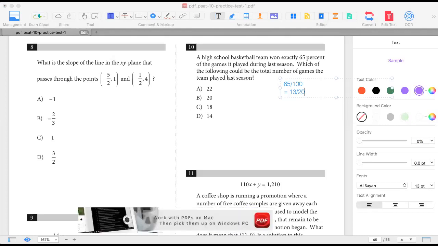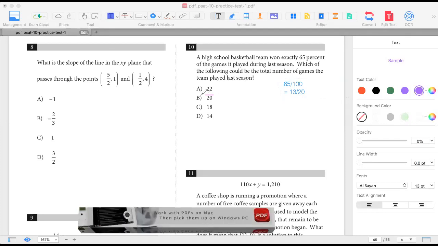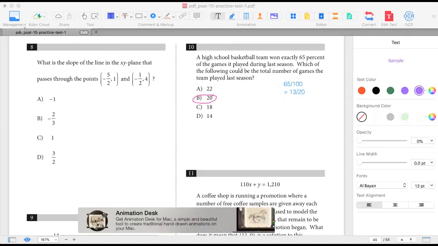So the total number of games the team played last season can be only 20. As we know, a fraction is a part of the whole, so 13 is the number that the team won and 20 is the whole, the total number of games that it played. So it's going to be 20. Next.